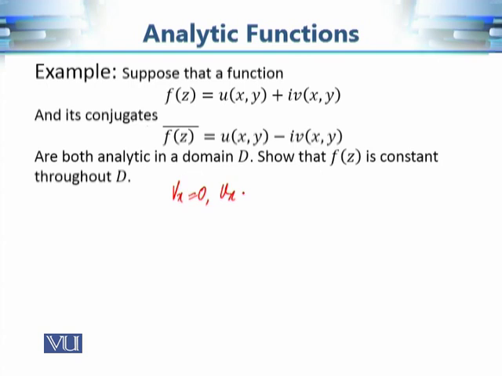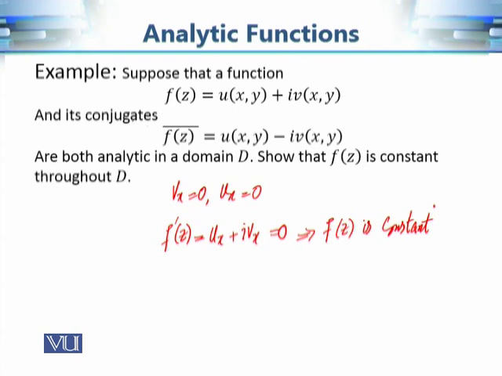So what do we get now? Ux is 0 and Vx is 0, and we also know that f prime of z, if it is analytic, is equal to Ux plus iota Vx. So this is equal to 0. And using the previous result where we proved that if the derivative is 0, then f of z is constant, hence we have proved that if a function and its conjugate are both analytic, then the function is in fact constant.